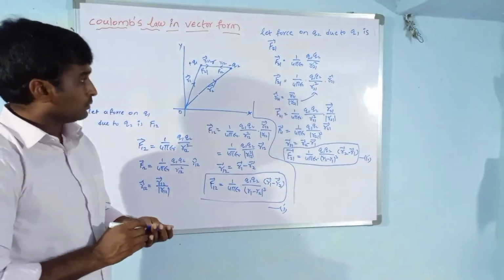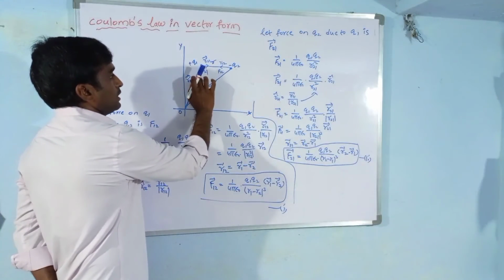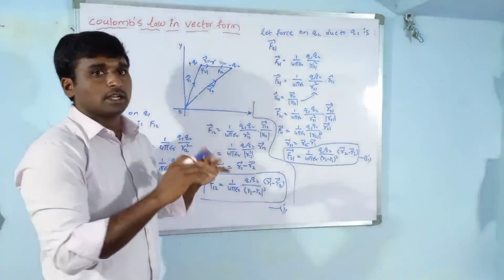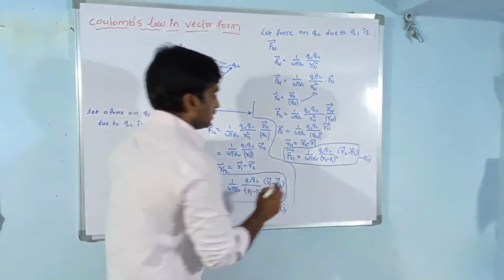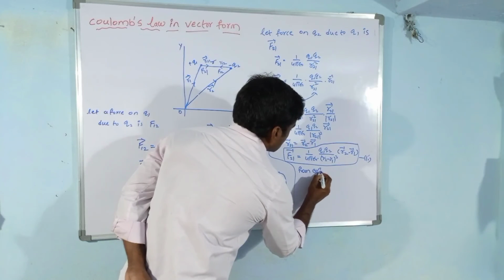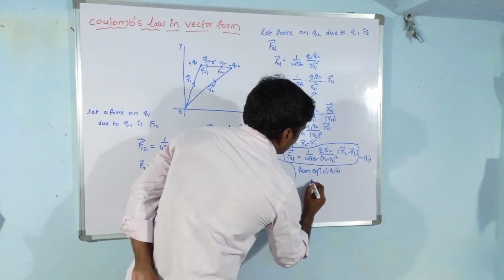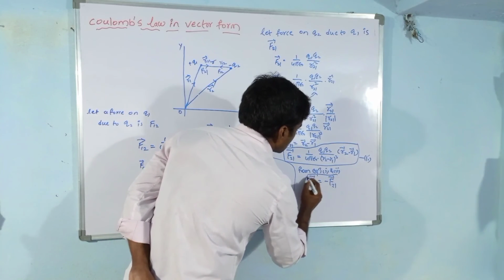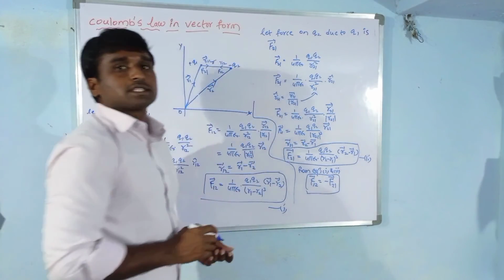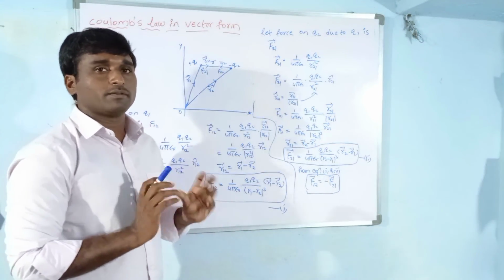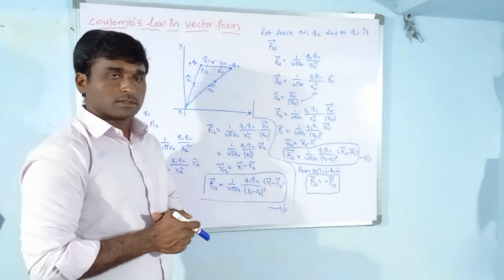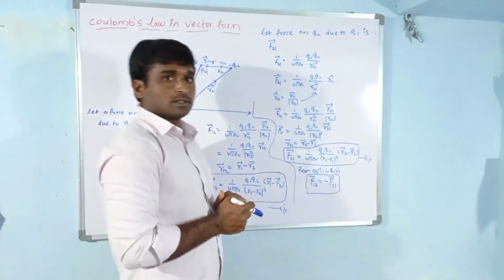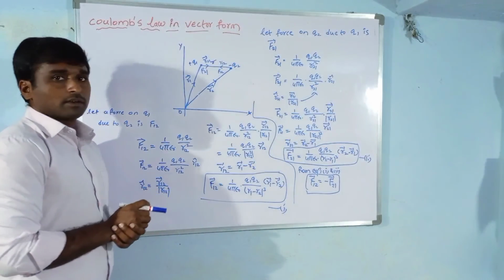From equations 1 and 2, these two forces F21 and F12 are equal and opposite. These two forces act in opposite directions, so we can write F12 is equal to minus F21. This agrees with Newton's third law. What is Newton's third law? For every action there is an equal and opposite reaction. Similarly, we can write F12 is equal to minus F21. So this is Coulomb's law in vector form.